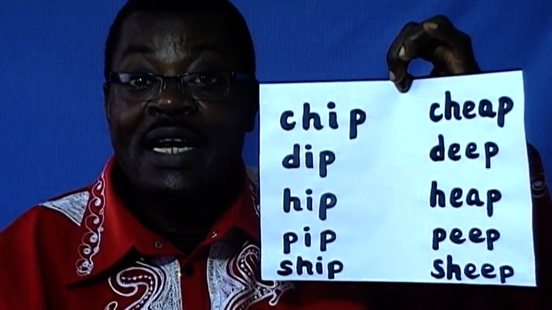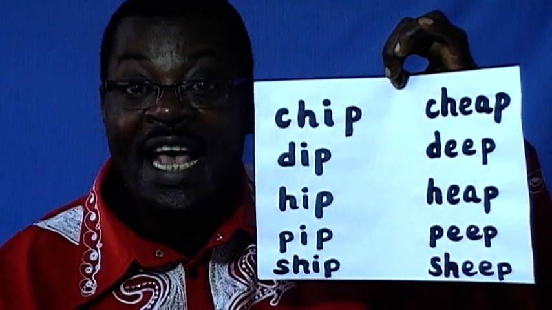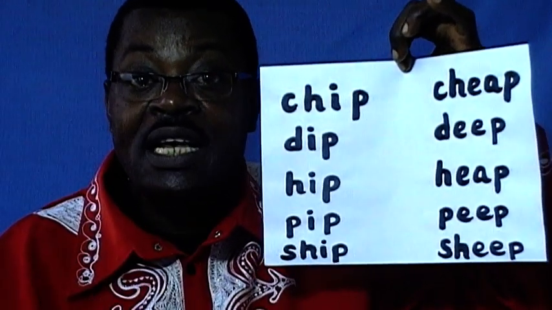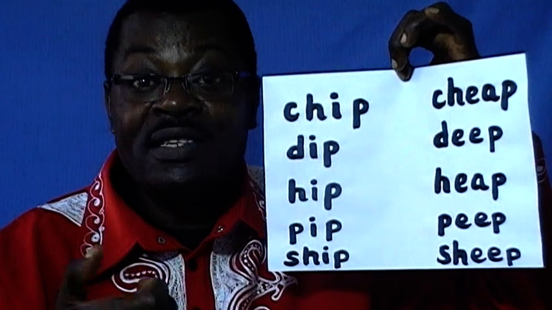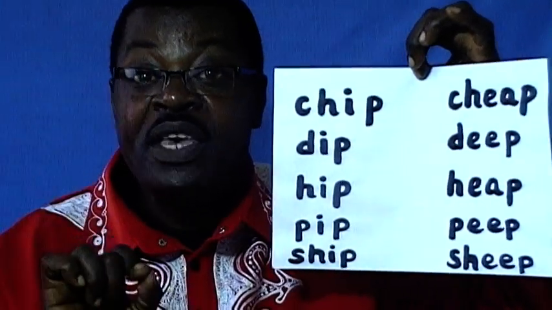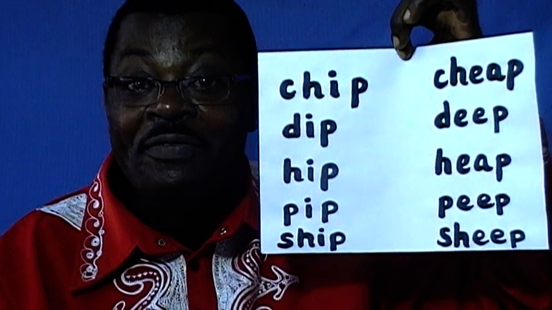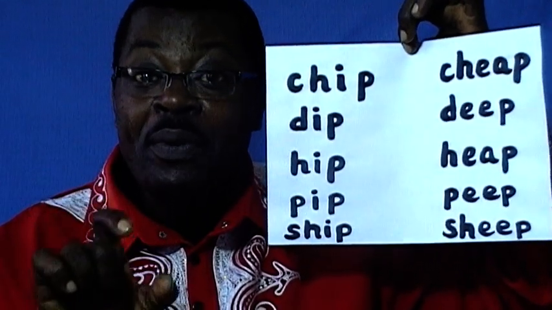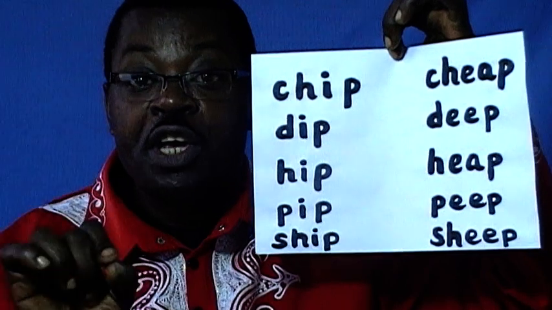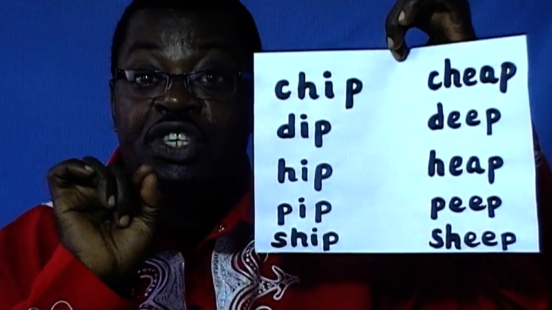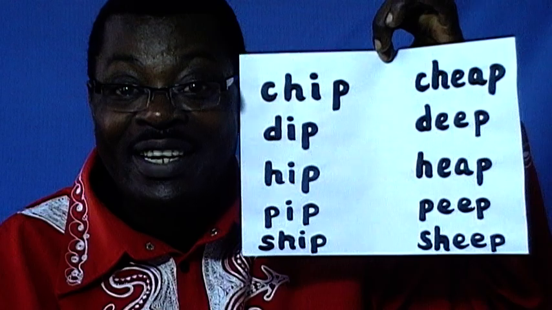The next one. Hip and heap. Hip with a short sound I. Then heap with a long sound E. Then pip, P-I-P. But for looking at something, you peep, to peep. P-E-E-P. Peep. P-I-P. Pip. Do you get the difference? And then the one that many people make a mistake on is ship and sheep. Ship, the vessel, S-H-I-P. But this one you say sheep, for the animal. Clear?